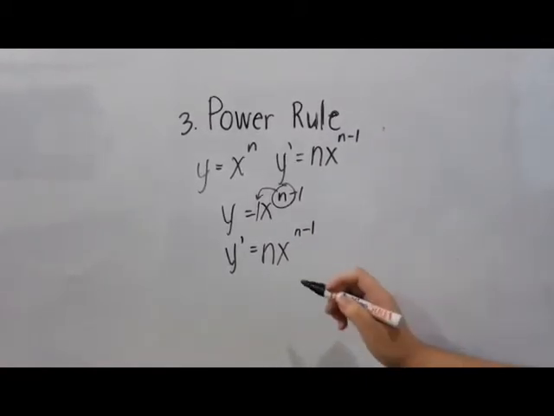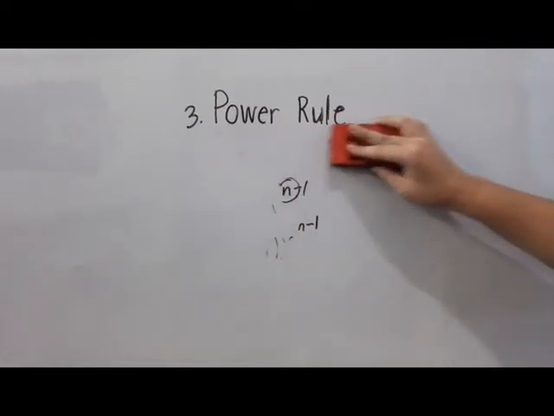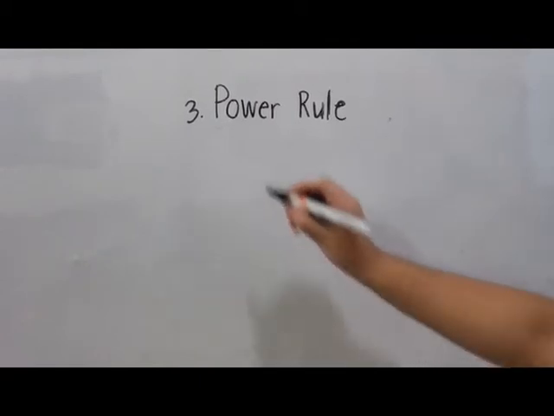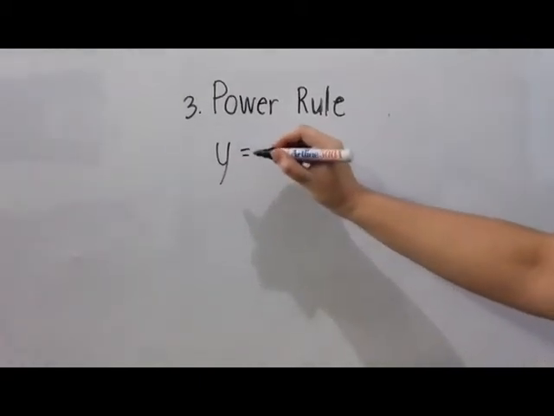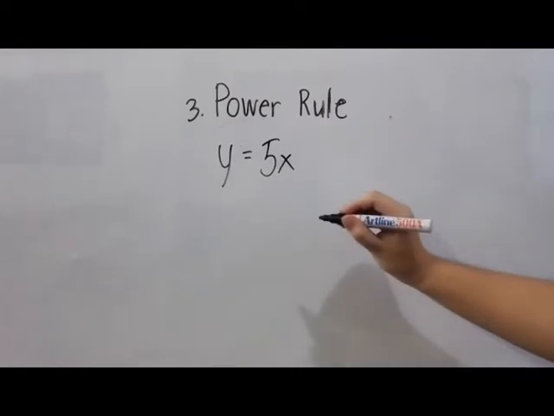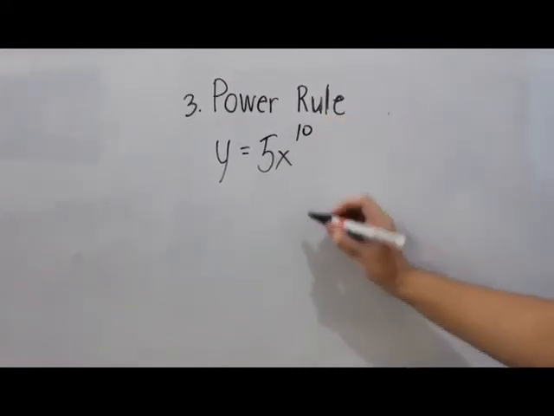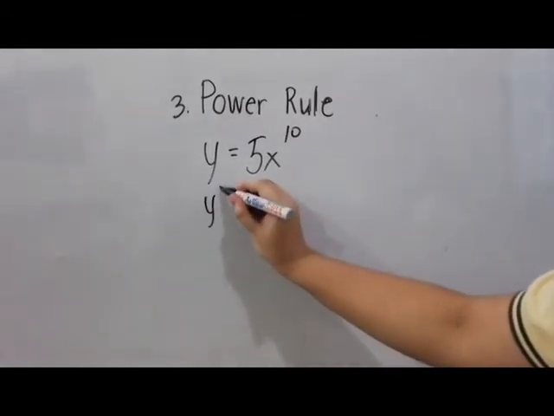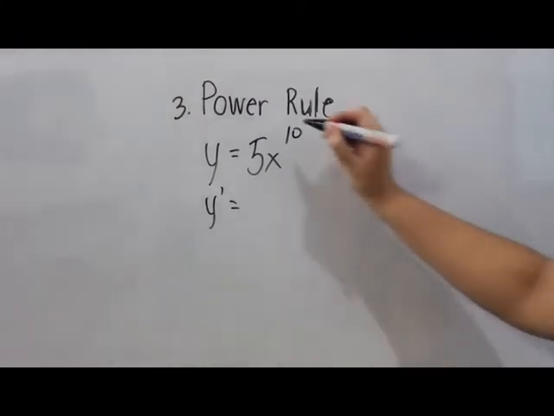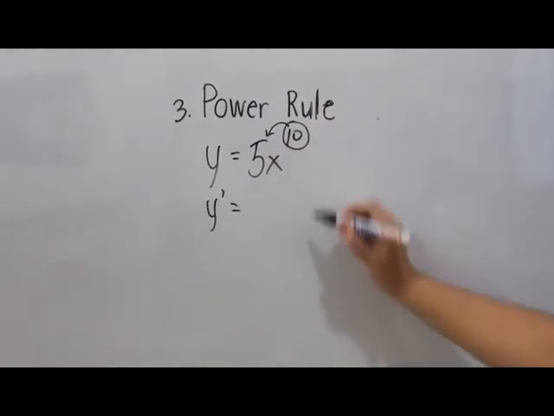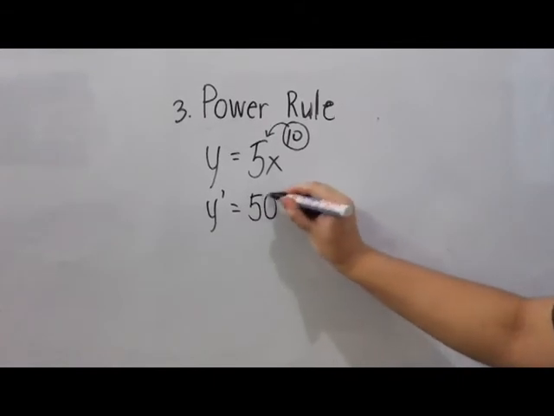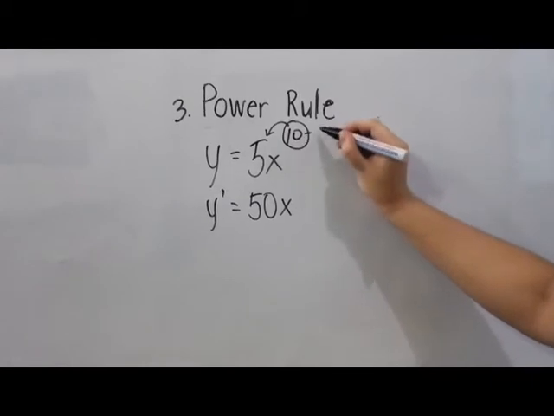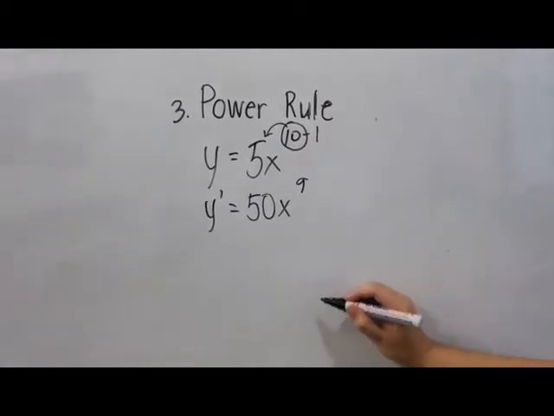Let's have an example. For instance, you were given y equals 5x raised to 10. So here, in this kind of problem, you would use the power rule. So therefore, y prime is equal to 10 times 5 equals 50. Copy x. Then 10 subtract 1 equals 9. So we have the answer.